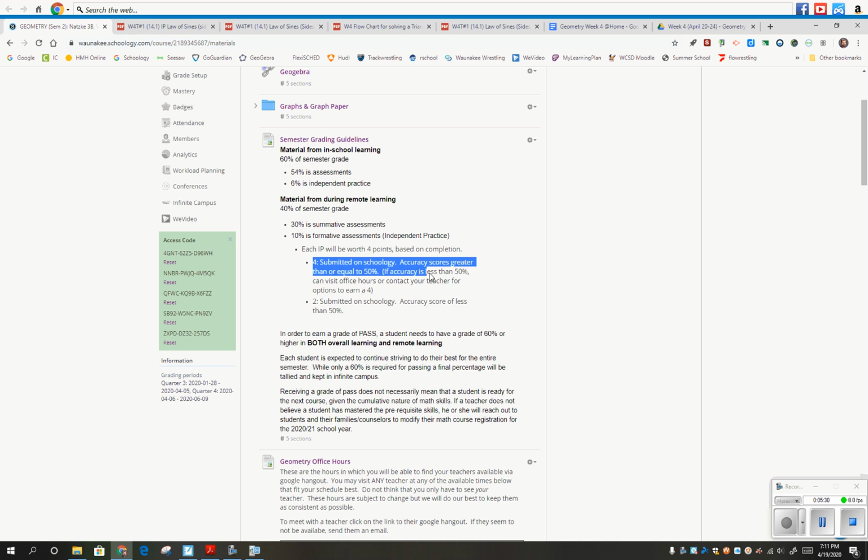If you get anything less than that, you're going to need to contact your teacher to talk to them about the options to earn a 4 for that assignment. Otherwise, it'll be a 2. If you don't submit it, it will count as missing and be counted as a 0. So some options could include going to Google Hangout office hours, talking about what your mistakes are, submitting corrected mistakes, showing corrections, doing something like that.